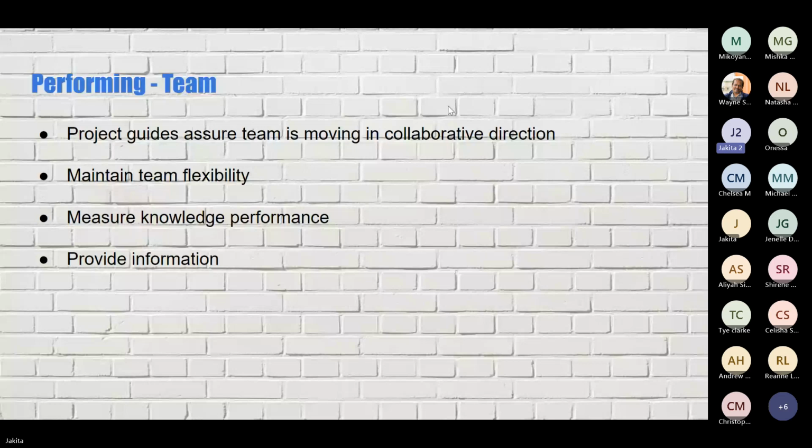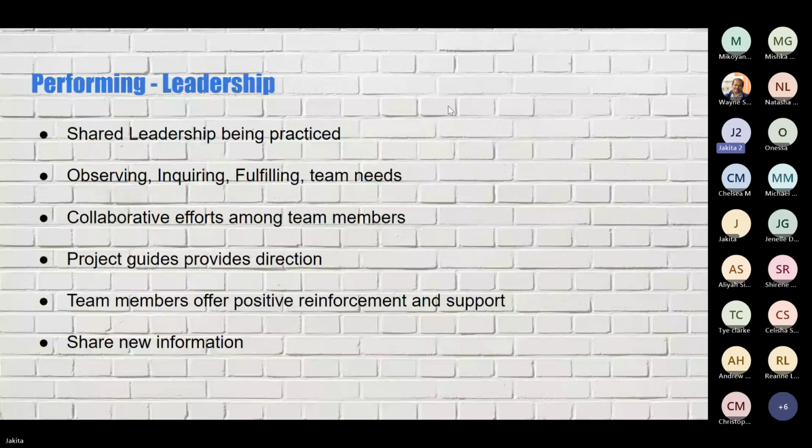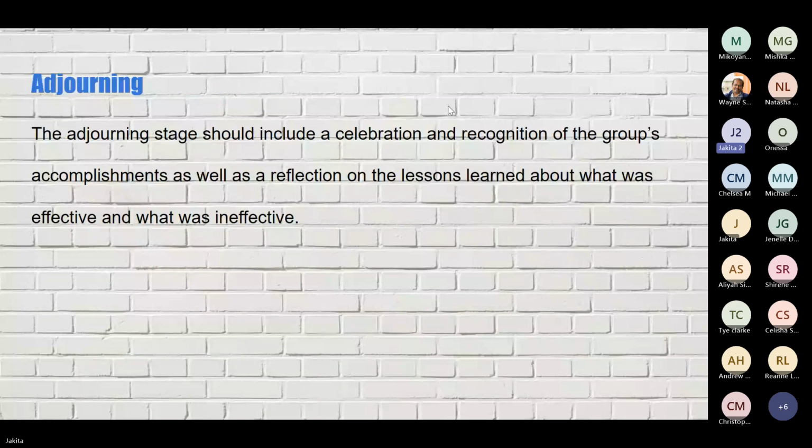Leadership will, of course, be shared. Leadership will be practiced by observing, inquiring, and fulfilling the team's needs, with collaborative efforts among team members. Project guides provide direction. Team members offer positive reinforcement and support, and share new information. And lastly, adjourning. The adjourning stage should indicate a celebration and recognition of the group's accomplishments, as well as a reflection on the lessons learned about what was effective and what was ineffective.